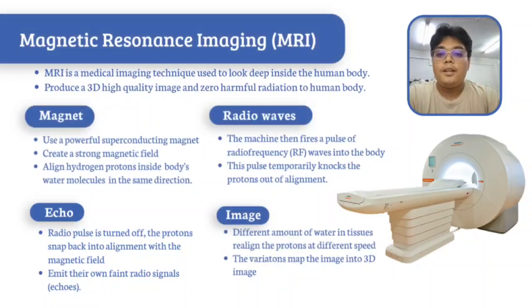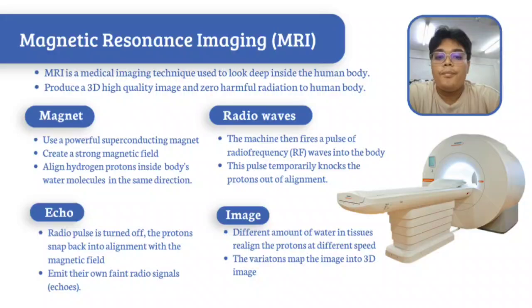So now let's take a look at magnetic resonance imaging, or we call it MRI. It is a medical instrument used to look deep inside the human body, to produce a high quality 3D image with zero harmful radiation. How does it work? It all starts with a powerful superconducting magnet that creates a strong magnetic field, aligning the hydrogen protons inside the body's water molecules in the same direction.